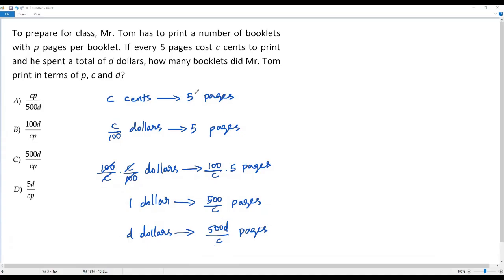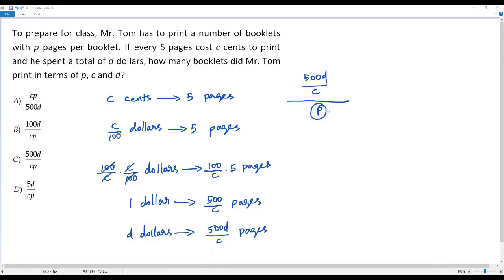But our aim is to find the number of booklets that can be printed using the money D dollars. So we have to convert this 500 D over C pages to the number of booklets. And there is information: there are P pages per booklet. That is, in one booklet, we have P pages. Now to find the number of booklets in 500 D over C pages, we divide the number of pages we have here, 500 D over C, by the number of pages per booklet, that is P.